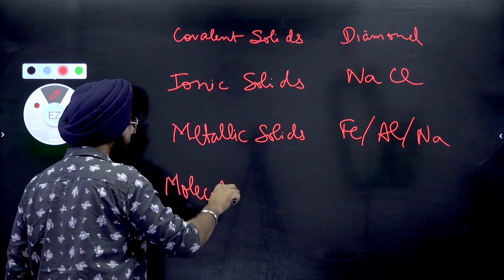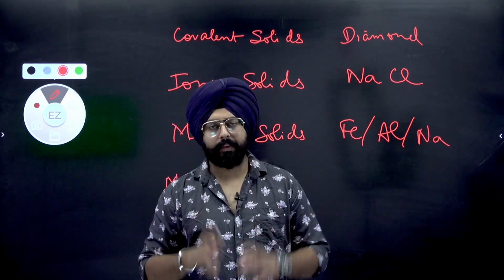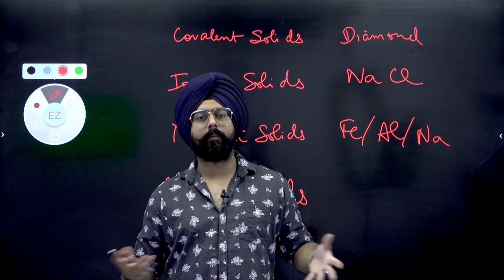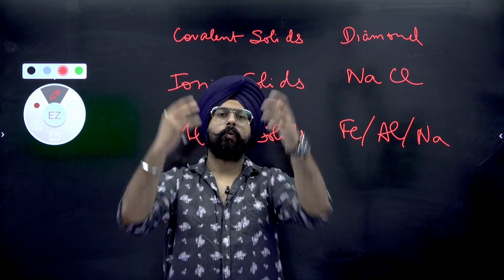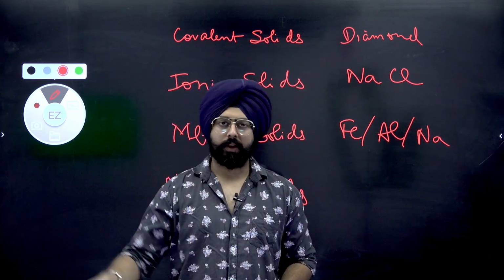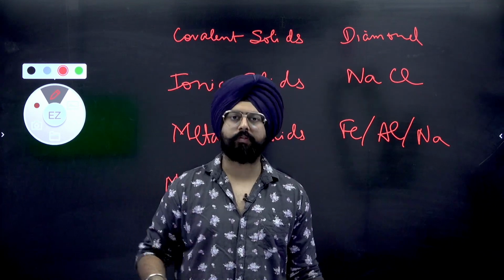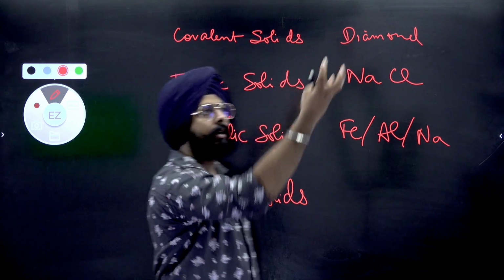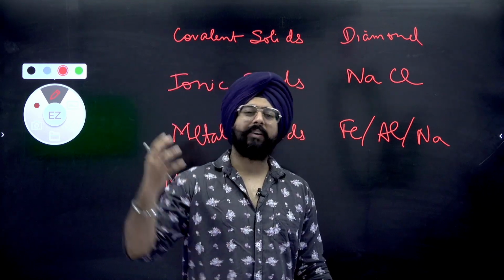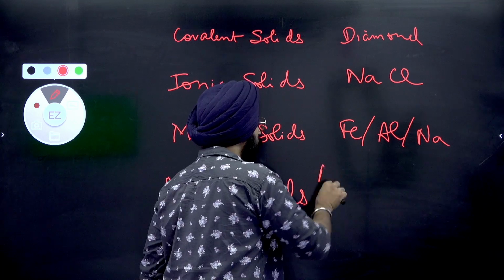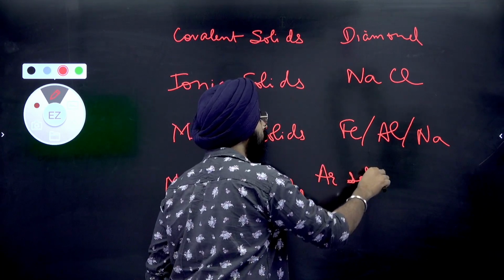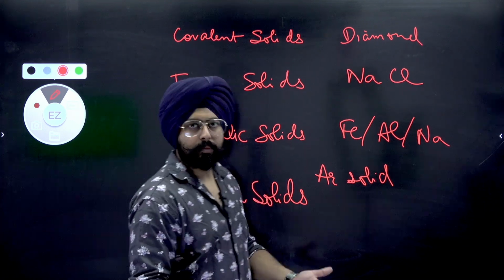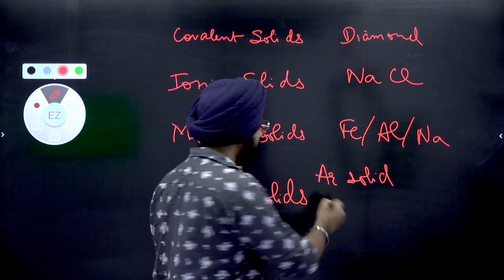Then the last category, the others category, these are called molecular solids. So most of the things that exist as liquids or gases at room temperature, when you cool them down, they turn into solids, and those solids, more often than not, are molecular solids. For example, if you take argon gas out of the atmosphere and cool it down so much that it turns into solid argon, that will be a molecular solid. Dry ice, everyone knows about dry ice, right? Solidified carbon dioxide.